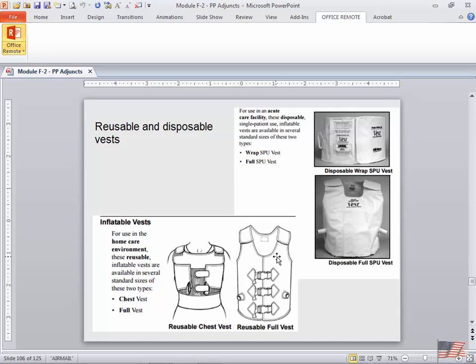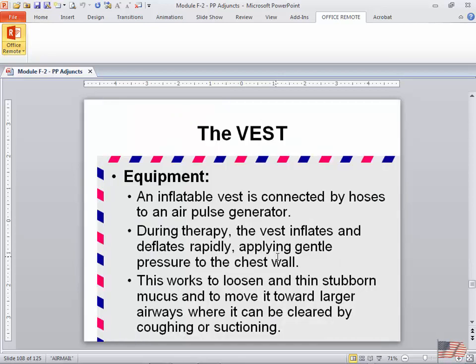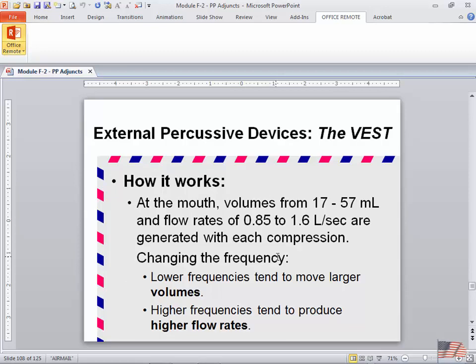Some of them are reusable, some of them are disposable. Here's what the controls are, and what you're really setting on this is the frequency and the depth and the duration. So how long do you want it? So it's an inflatable vest that is connected with hoses to this, basically a pulse generator. The vest inflates and deflates very rapidly, applying gentle pressure to the chest wall, with the idea being that it's going to shake the lungs to loosen any secretions that are adhering to the walls of the airways and mobilizing them along.